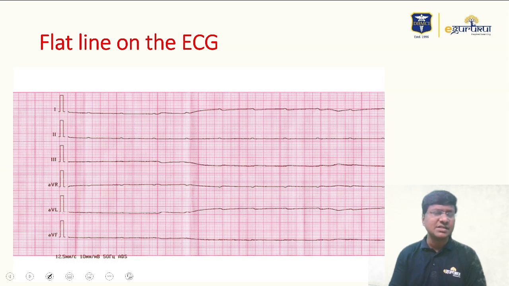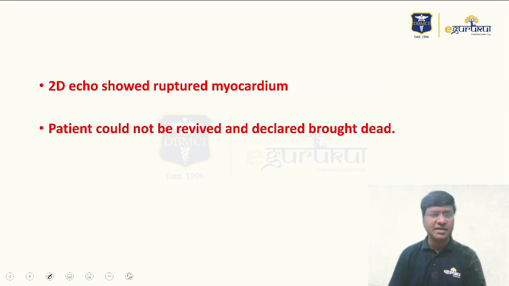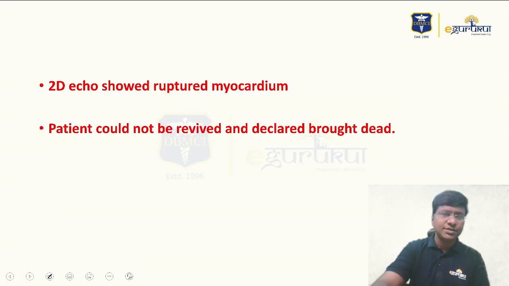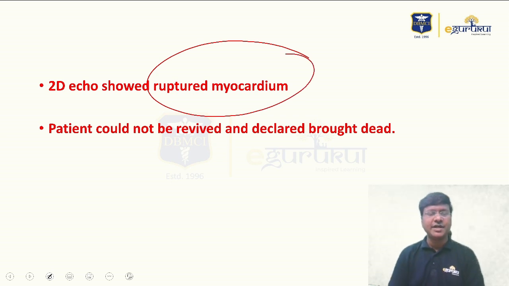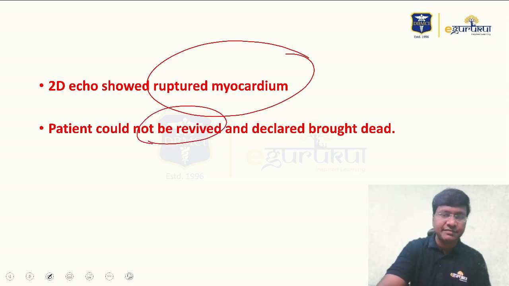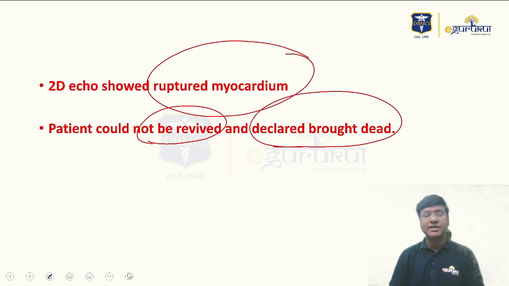There was no pulse. So what did we do? We did a 2D echo. The 2D echo showed the ruptured myocardium. We tried to revive the patient by following the ACLS protocol, but the patient could not be revived and was declared brought dead. This was the consequence the patient had.